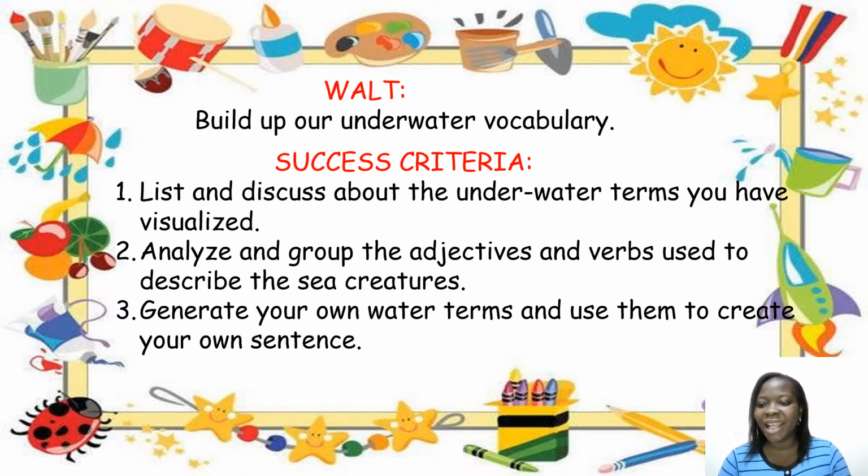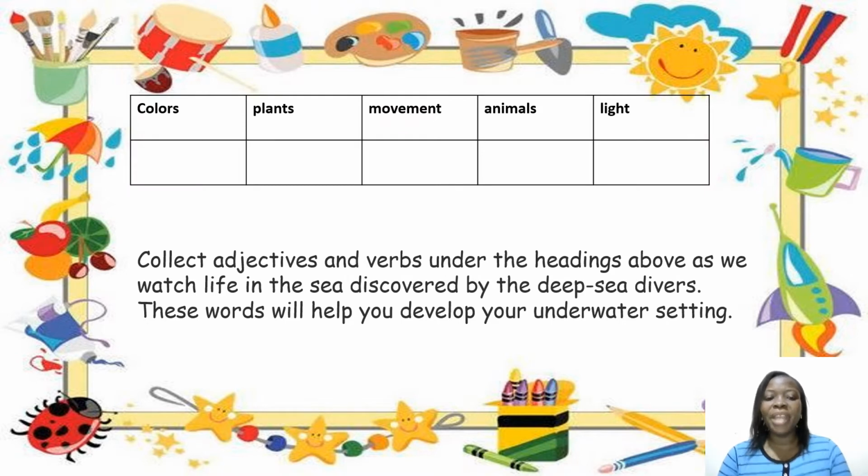Welcome to today's lesson. I've got some headings here. The first is colors, plants, movements, animals, and lights. What are you going to do with these headings? You're going to collect adjectives. What is an adjective again? It's a describing word. An adjective describes a noun.